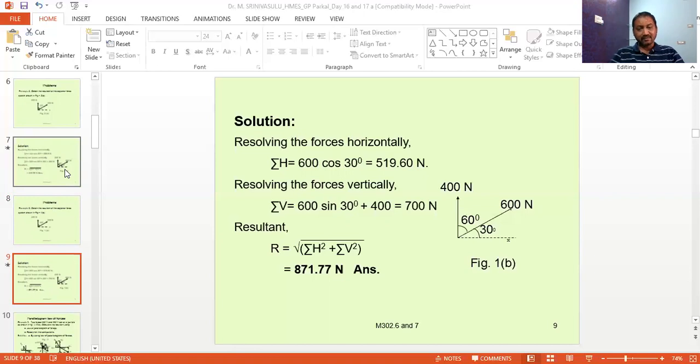So that is equal to the magnitude of the resultant force. R is equal to 871.77 newtons. So that is the answer. Next, we'll move to the other problem.